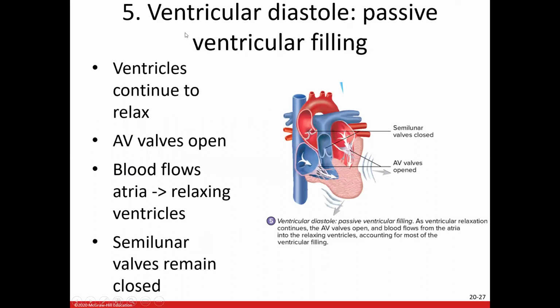And lastly, for the ventricular diastole, we have passive ventricular filling. Our ventricles are still going to relax, and the AV valves are now going to open. So the tricuspid and the bicuspid valve are going to open, allowing more blood to flow from the atria to the ventricle. And the semilunar valves are going to stay shut during this time. So the pulmonary semilunar valve stays shut, and the aortic semilunar valve stays shut.